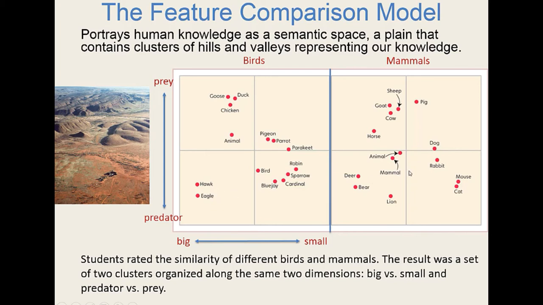And you can see that they did something pretty similar with mammals, where mammals were also organized in clusters, where there are sheep, goats, and cows together, cat and mouse together, deer and bear together. And so we can see that they had smaller animals versus bigger animals, and they also organized animals in terms of predators or prey. They seem to organize these different animals on the same two dimensions, big versus small, and predator versus prey.